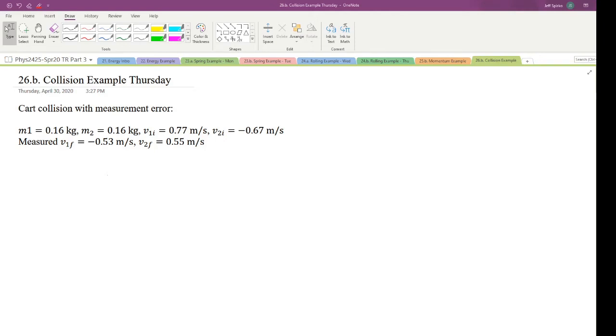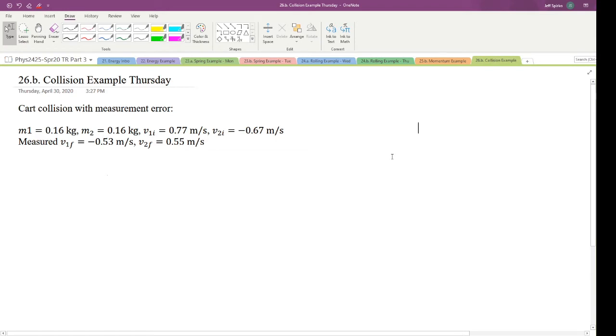So today's example involves a collision analysis of a collision from the laboratory, and this is the third setup where we had two carts of equal or approximately equal masses, M1 and M2, that are moving toward each other. M1 initially has a positive velocity, M2 initially has a negative velocity, and they come in and bounce off each other and head off in the opposite directions.